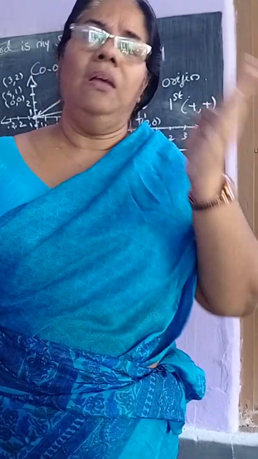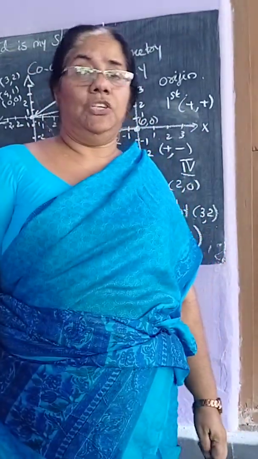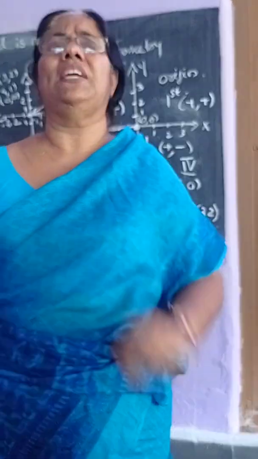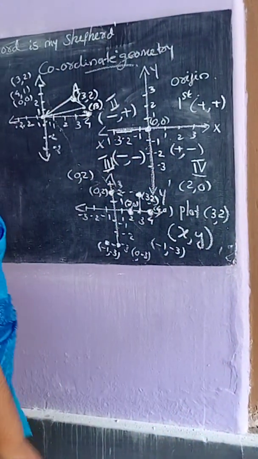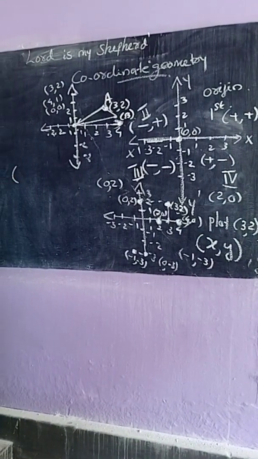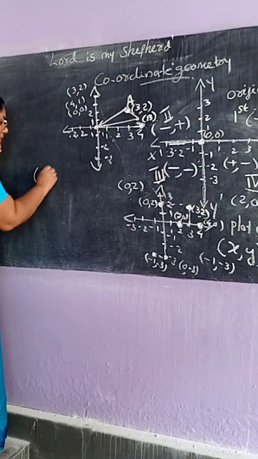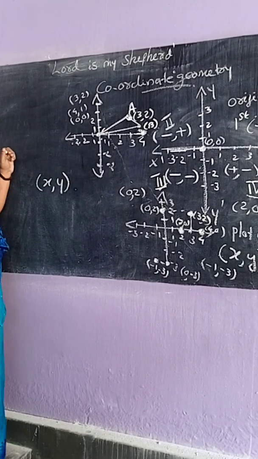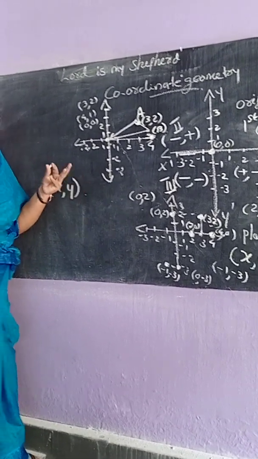Okay, that's the first section of that coordinate geometry. Then one more section from that chapter. Listen, what is that? Equality. We know that xy is the general notation of a point, a coordinate pair xy.